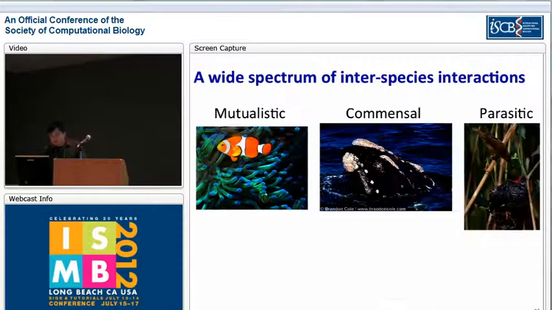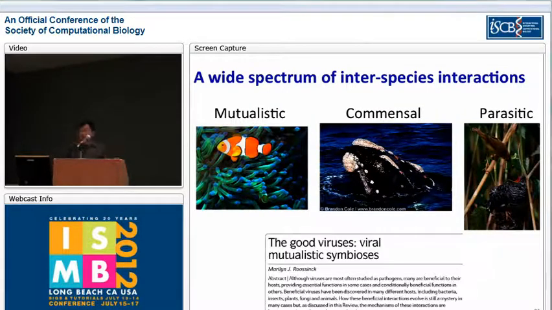So I would like this slide to make sure there is actually a whole wide spectrum of interspecies interactions. So perhaps there are good viruses out there, and we just don't have enough data to be able to see them.